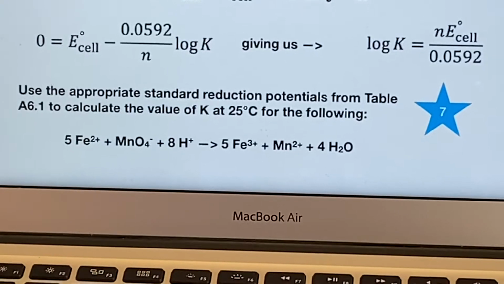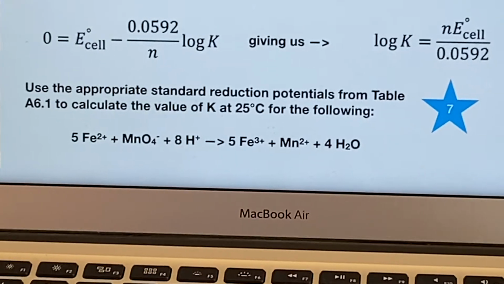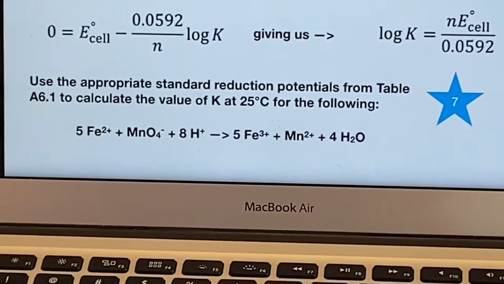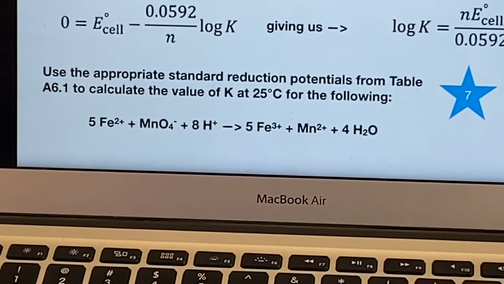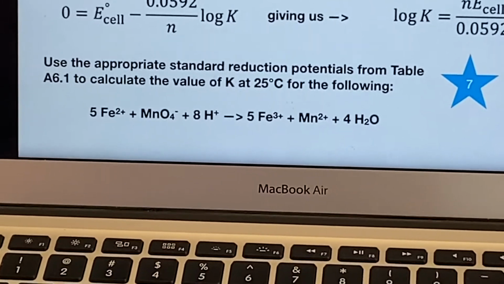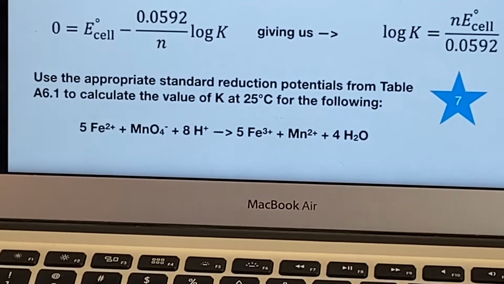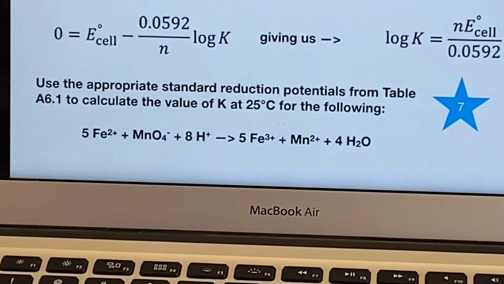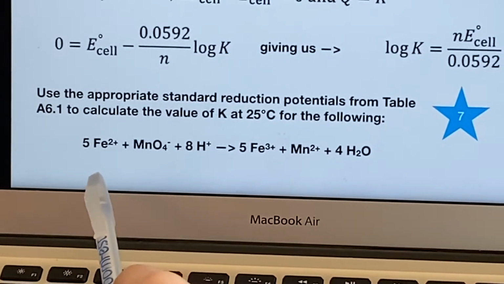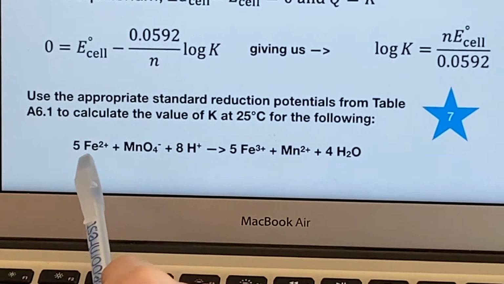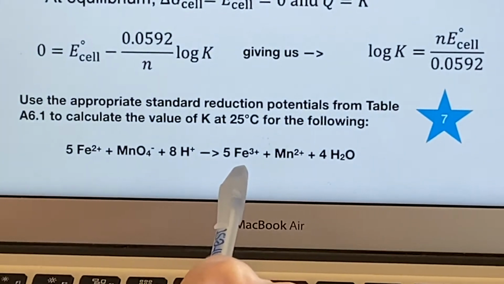Okay, we're going to use table A6.1, and we're going to find the standard reduction potentials that will help us calculate the value of K at 25 degrees Celsius for the following. Well, that's quite a mess now, isn't it? Let's look at this. Here's iron on this side and iron on that side.